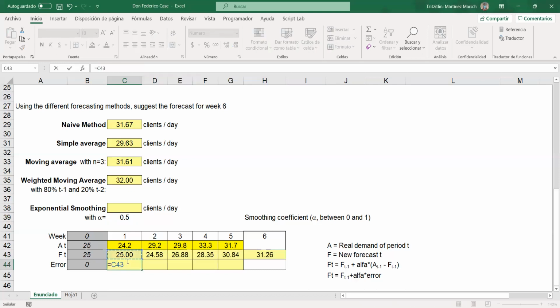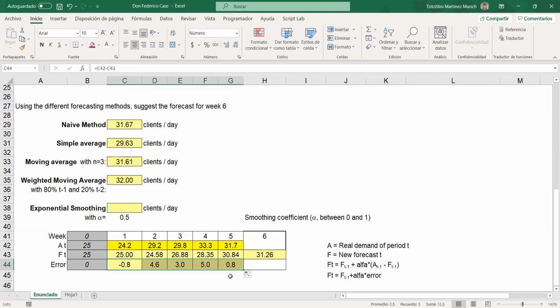Let's find the error. The error, like I said, is my actual minus my forecast. And here's my error. Now look at this, and this is very important. I have a negative error. Is a negative error wrong? No. It doesn't matter if it's a negative or positive number. If it's a negative number, all it means is that what I forecasted was above what I actually had, so I'm having a more optimistic view. When it's a positive number, it's saying that my actual data was above what I forecasted.